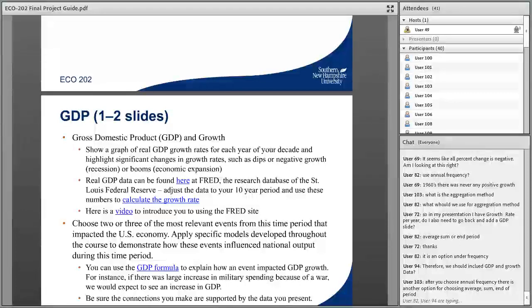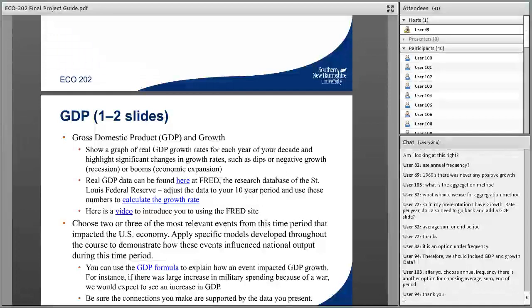You just go on the Fred website, you select your decade, and then you download it. They have the seasonally adjusted GDP. You can use that. That is okay to use. But after you choose annual frequency, there's another option for choosing average, sum, end of period.